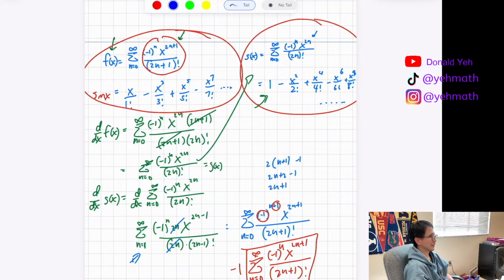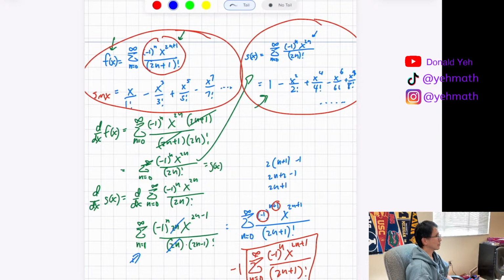Wait, so what about number 58 when it's asking for the function? You've got to figure out what the function is. How are we supposed to figure that out? If you take a derivative, you'll find out. Use the same idea here. You're going to find out what the f of x is here. It's actually easier than this one.